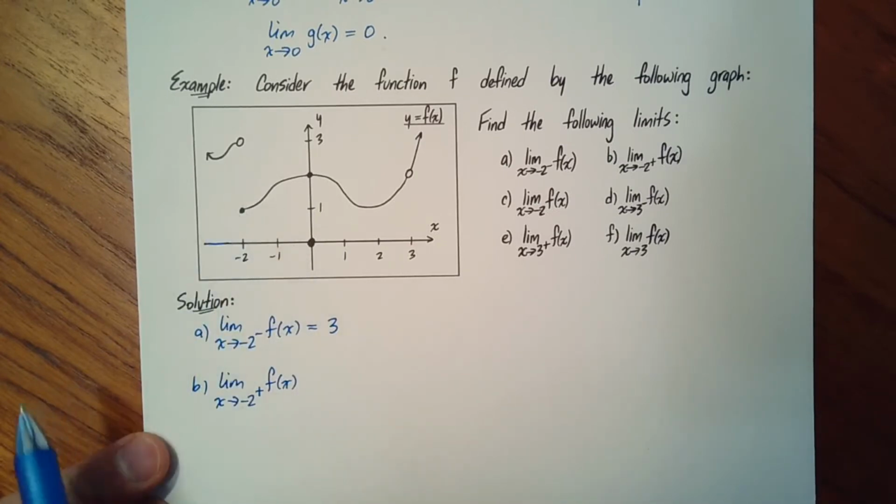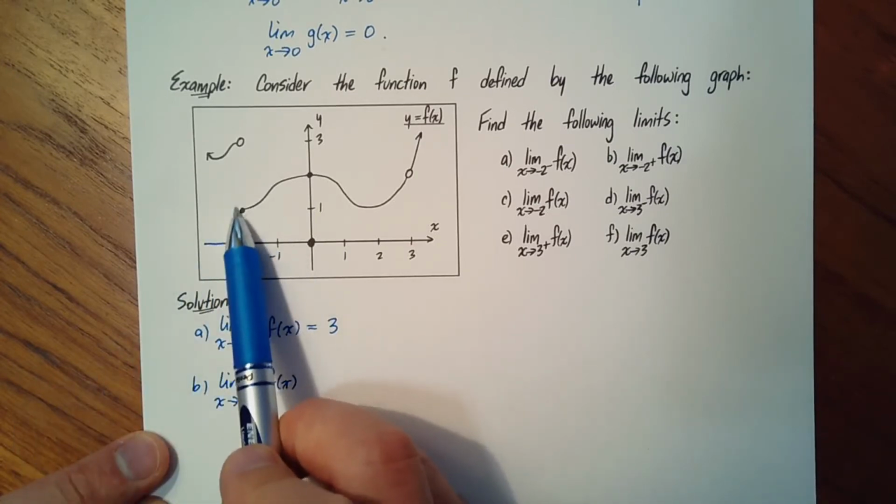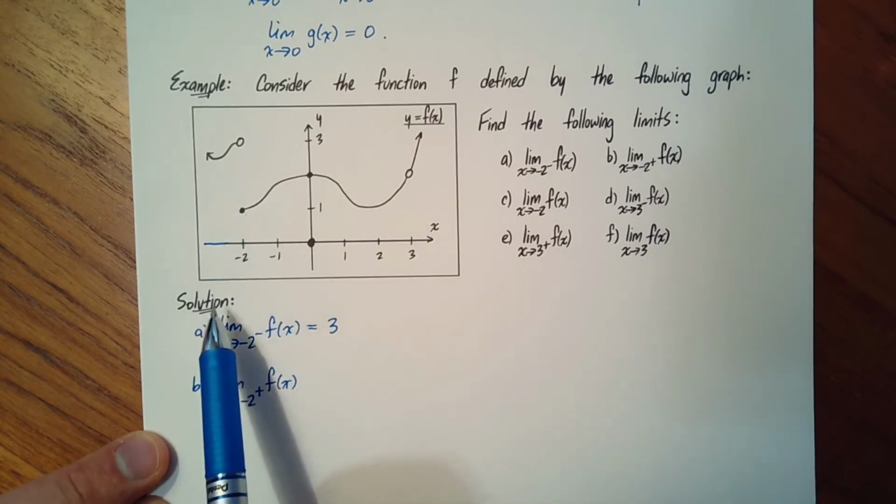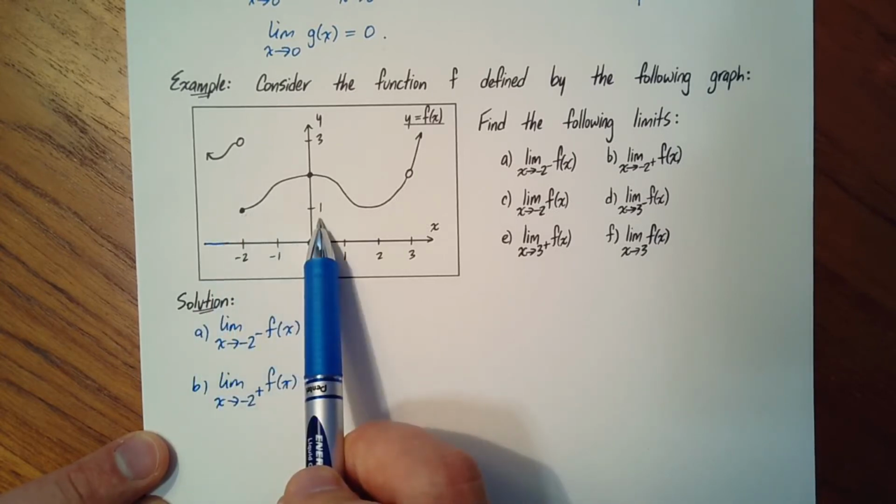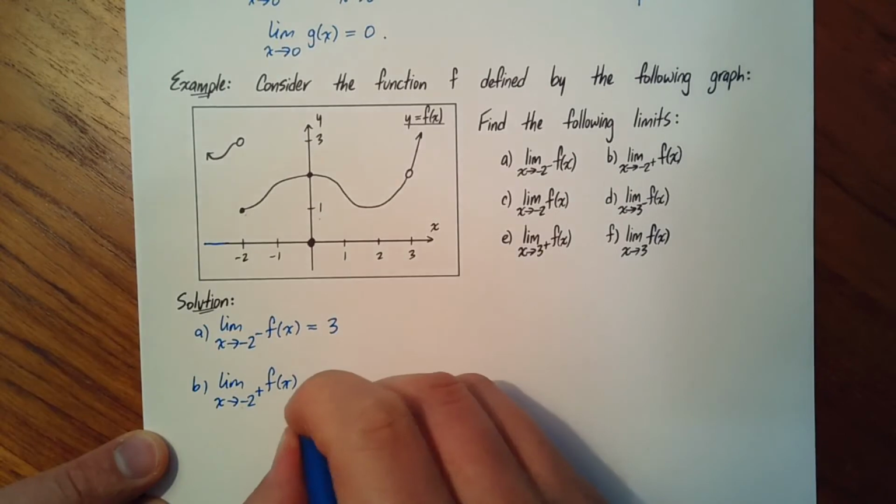Is that approaching a point? Certainly it is. It's approaching this point. And what's the y-coordinate of this point? Well, it's equal to 1. So that means this limit is actually 1.